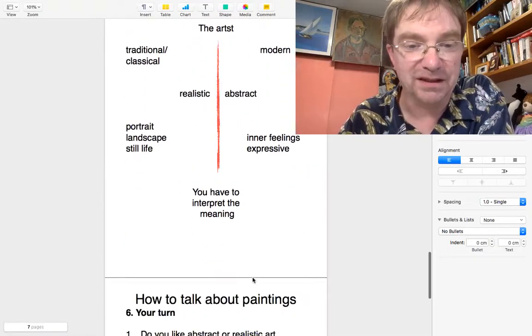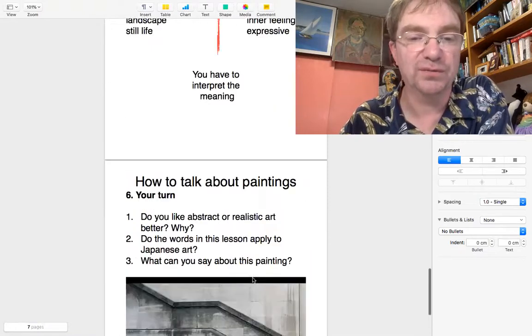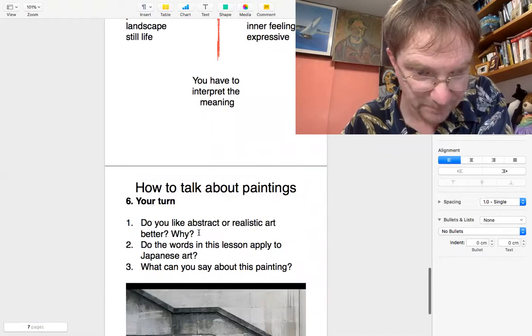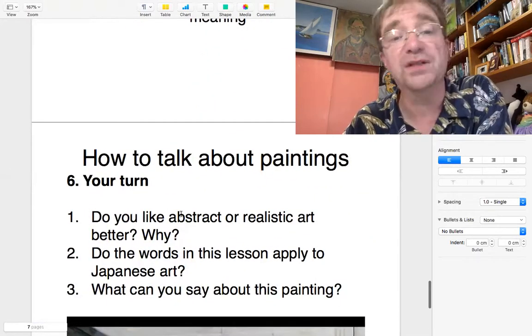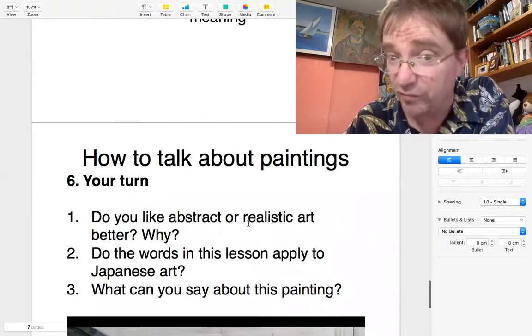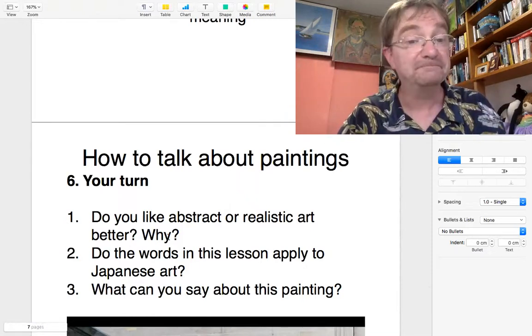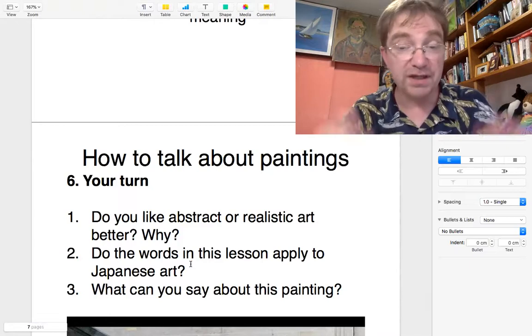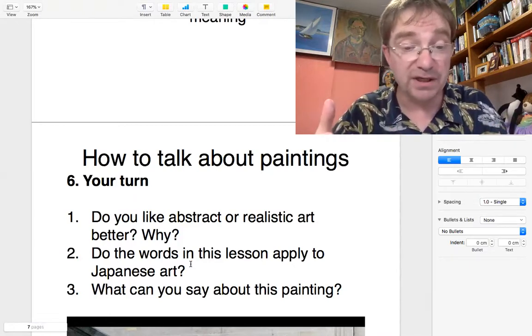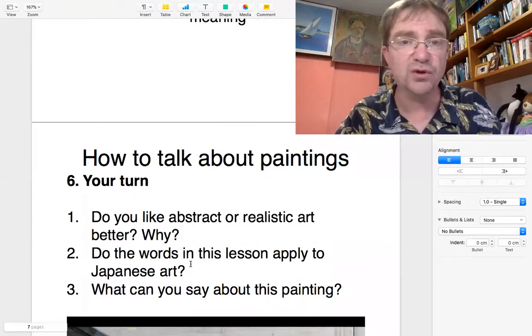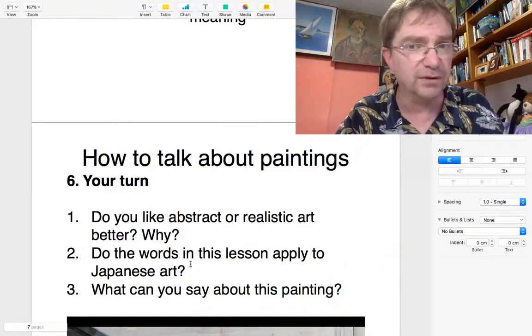Okay, it's your turn. Let's do these questions here. How to talk about paintings. Right, I want to know, number 1, do you like abstract or realistic art better? Which one? Why? Number 2, do the words in this lesson apply to Japanese art? Now, I'm talking about Western art. Can you use the same words to talk about Japanese art? I don't know, you tell me.